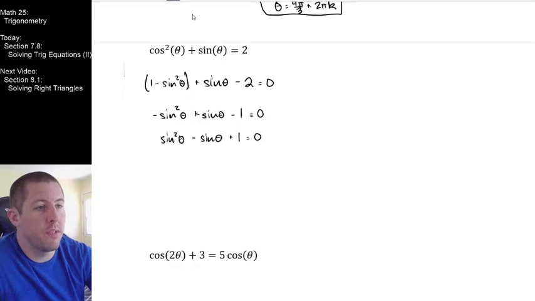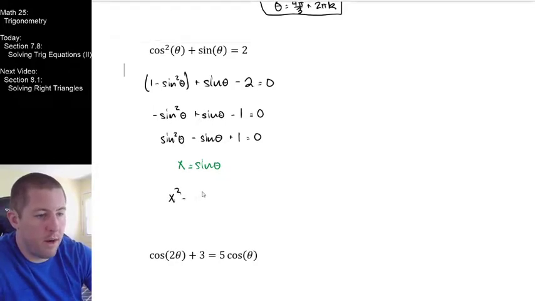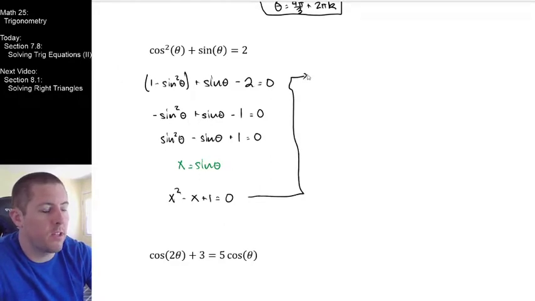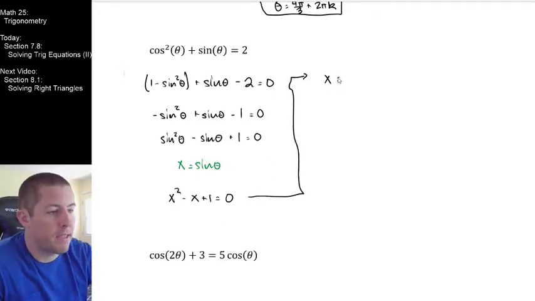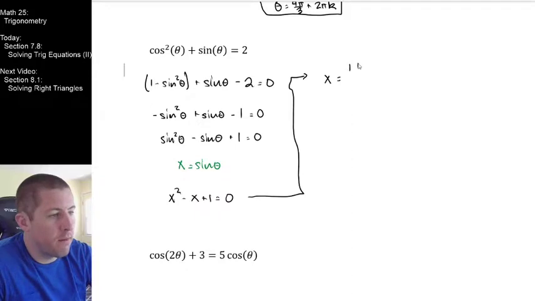Let's do our usual moves. Let's go ahead and let x equal sine theta. Let's rewrite this only in terms of x. This is x squared minus x plus 1 equals 0. Now let's go ahead and take this over to the quadratic formula. x should be equal to negative b. b is negative 1, so negative negative 1 is positive 1, plus or minus the square root of b squared minus 4 times a times c, all over 2a.